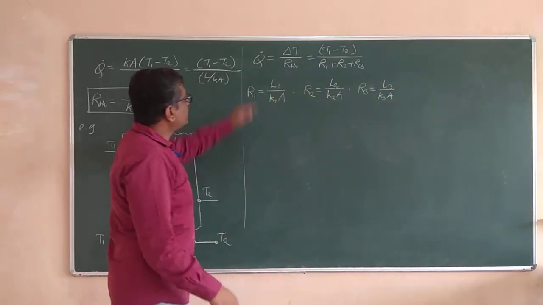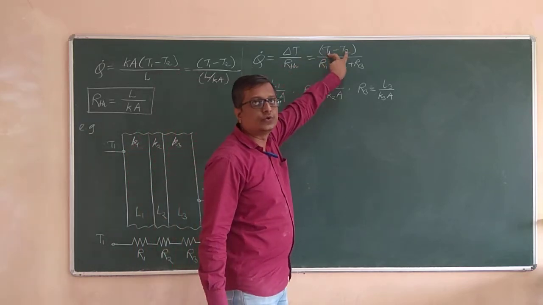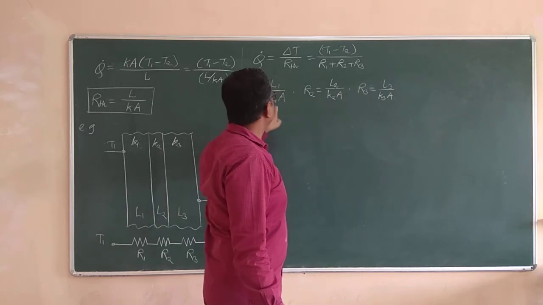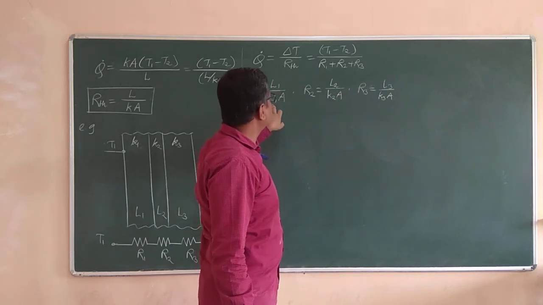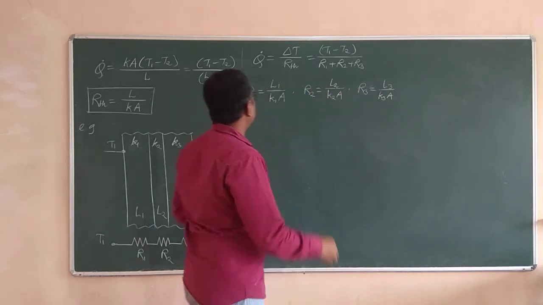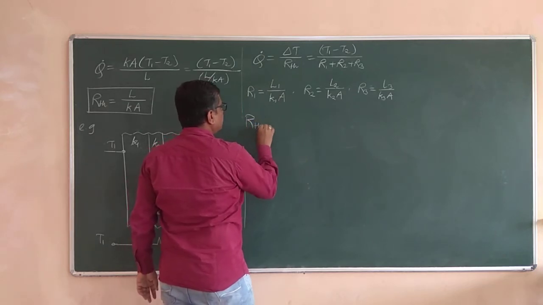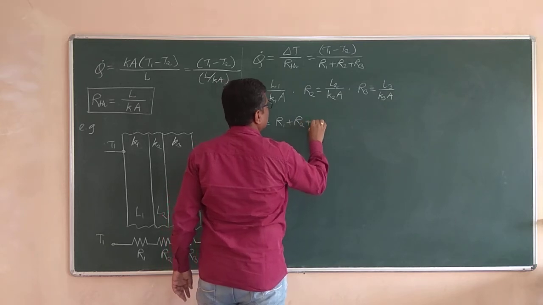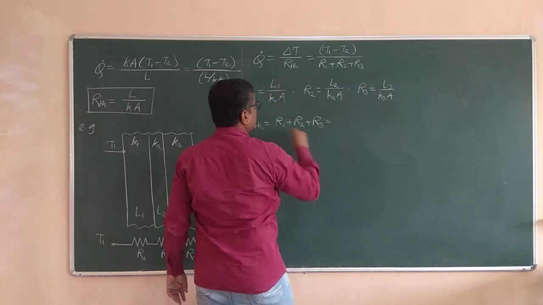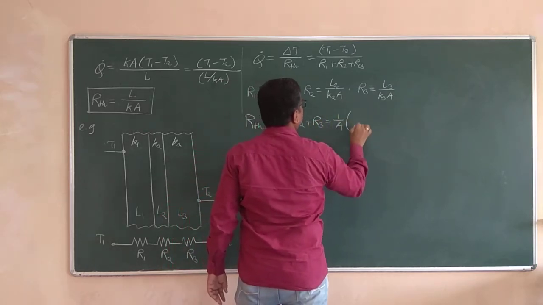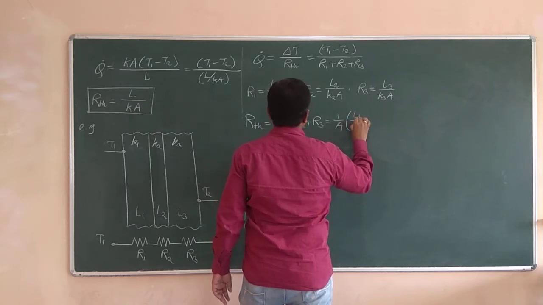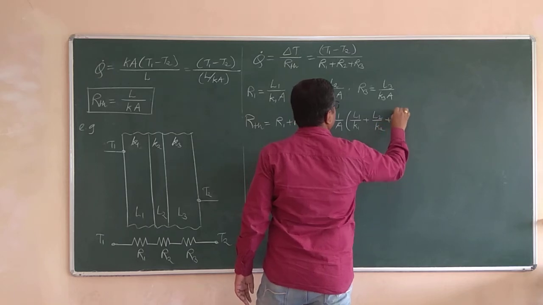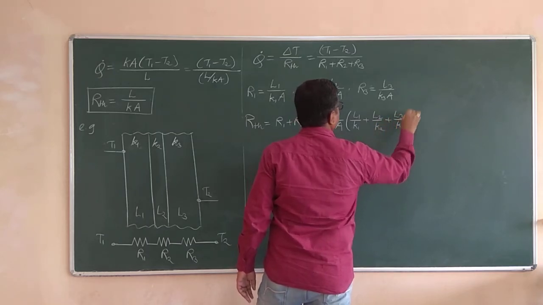Now, in this equation, we know the temperature difference T1 and T2, we know the length of each slab L1, L2, L3, and we know K1, K2, K3. If I add up all these, I will get R equivalent as equal to R1 plus R2 plus R3. If I take 1 by A as common, what I will get is L1 by K1 plus L2 by K2 plus L3 by K3.